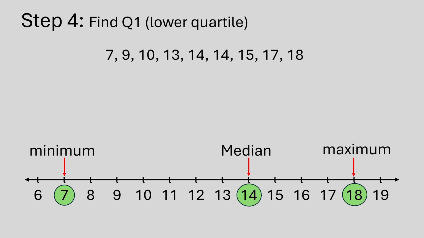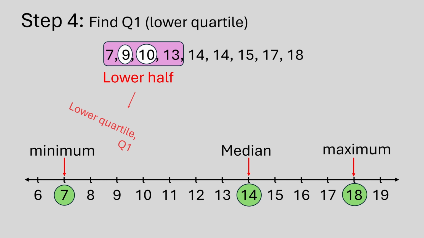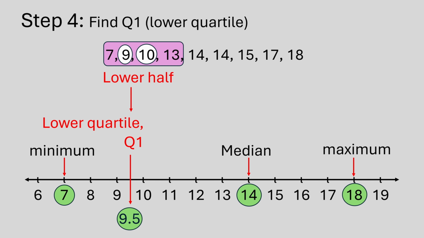Step 4. Find Q1, lower quartile. Q1 is the median of the lower half. The lower half is 7, 9, 10, 13. There are 4 numbers, so we take the average of the middle two. The middle numbers are 9 and 10. Q1 is (9 plus 10) divided by 2. So the lower quartile Q1 is 9.5.